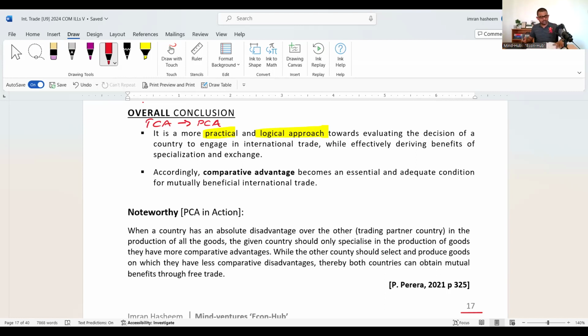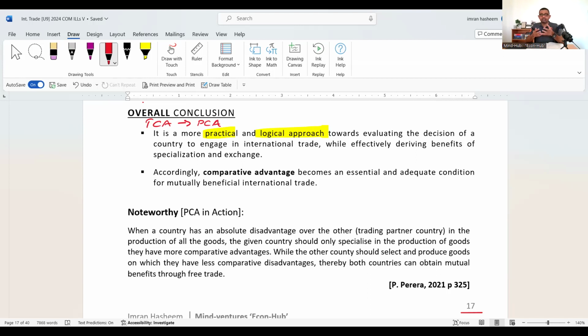Engage in international trade while effectively deriving benefits. The purpose of engaging in international trade is to attain a range of benefits: economic, strategic, socio-political benefits. None more important than the two main economic benefits of international trade, that is, the gains from specialization and the gains from exchange.